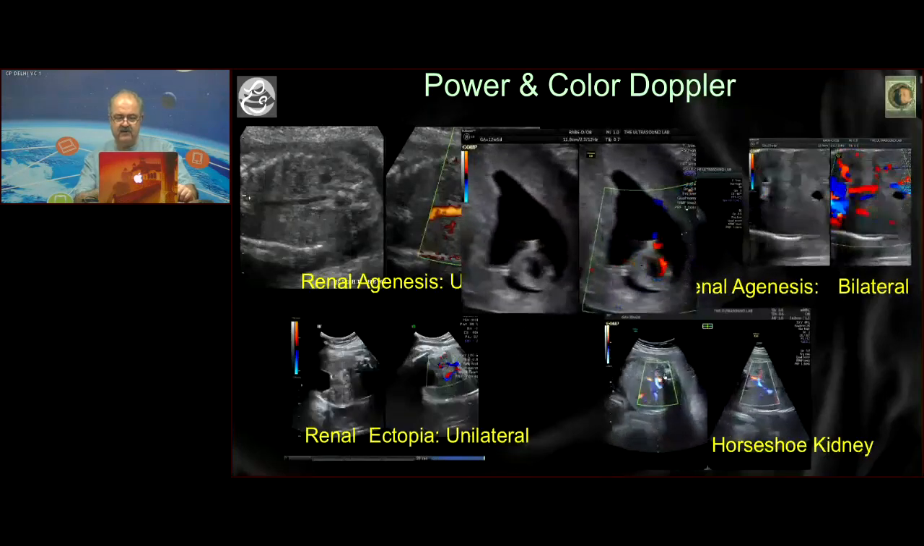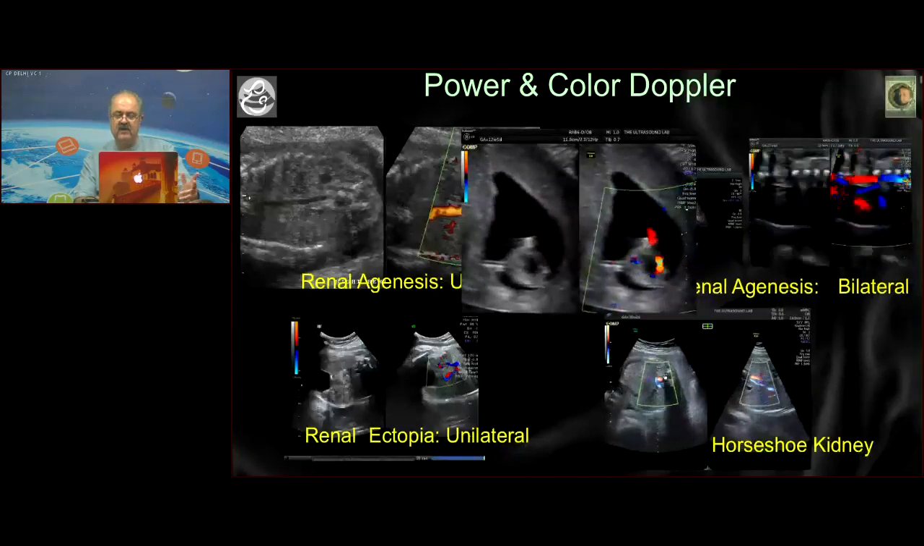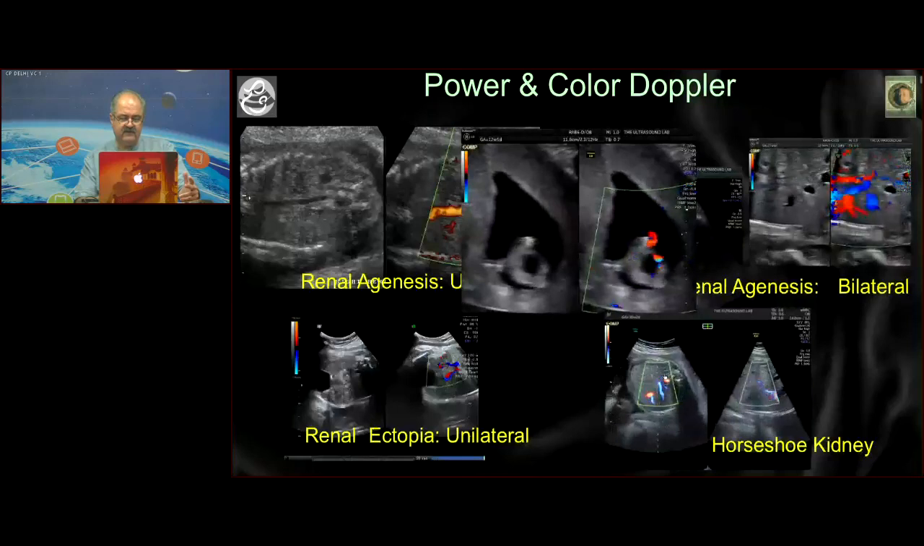We reviewed this fetus when it was a little older, at about 22 weeks, and we confirmed the presence of a horseshoe kidney, of course clinically of no significance.